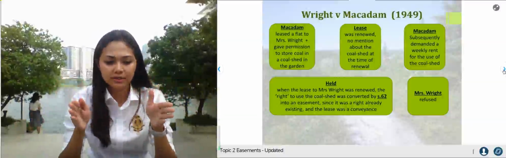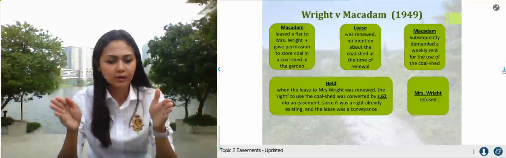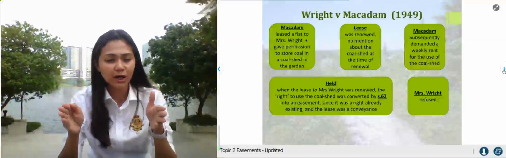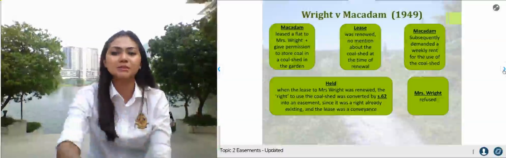So that is why it is said that section 62 LPA is very wide. It means that even though you initially have a license, remember a license can be revoked, but it can be converted under section 62 to become an easement.